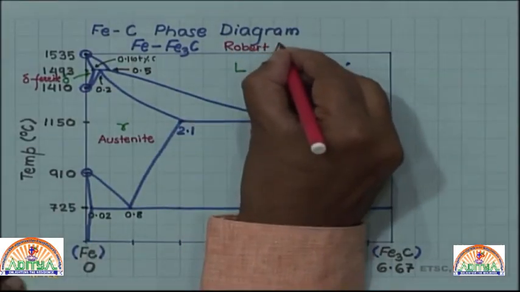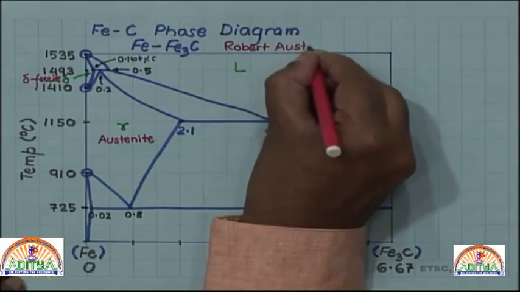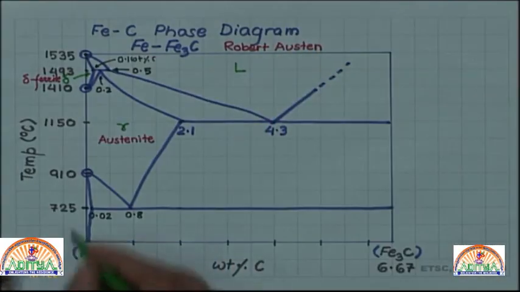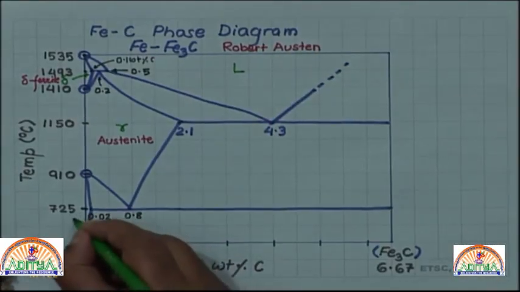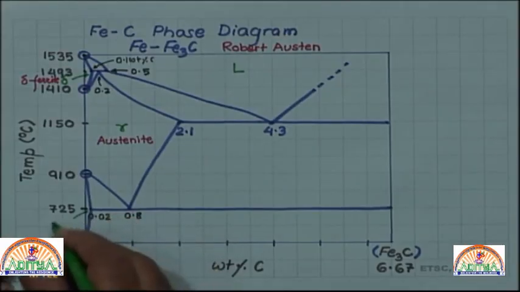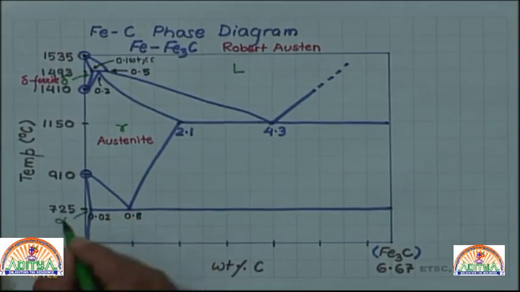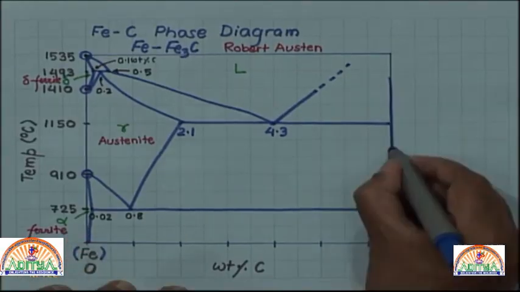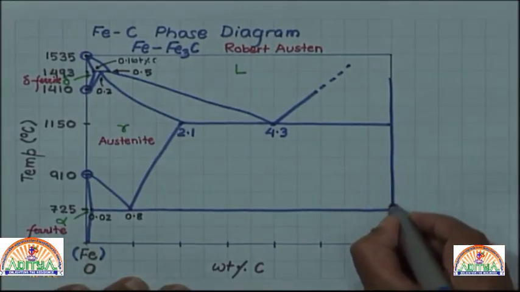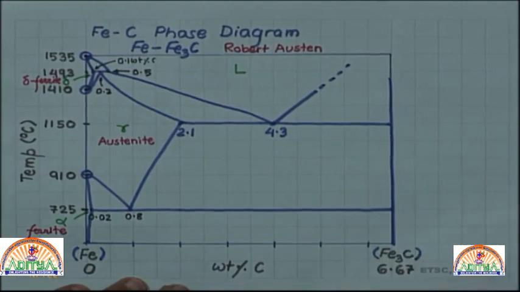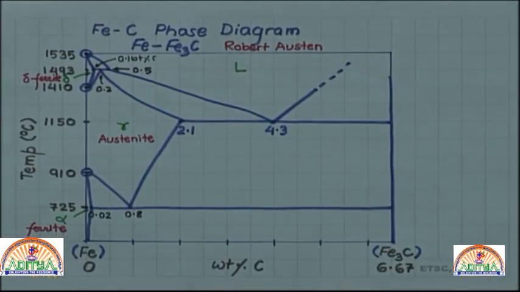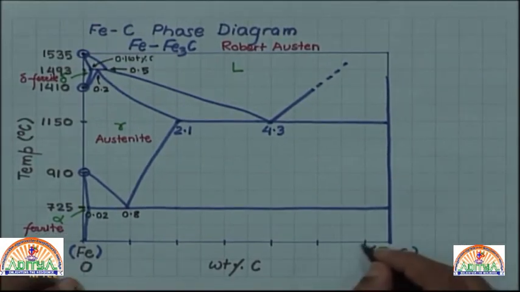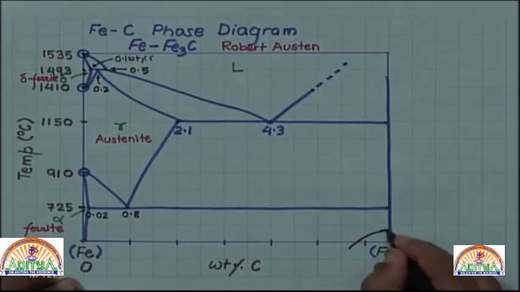Then again there is a small triangular region. This is called alpha, and its name is simply ferrite. And there is a vertical line, which itself is a phase. So it is a single phase region. We call Fe3C cementite. And now the single phase regions we have made.